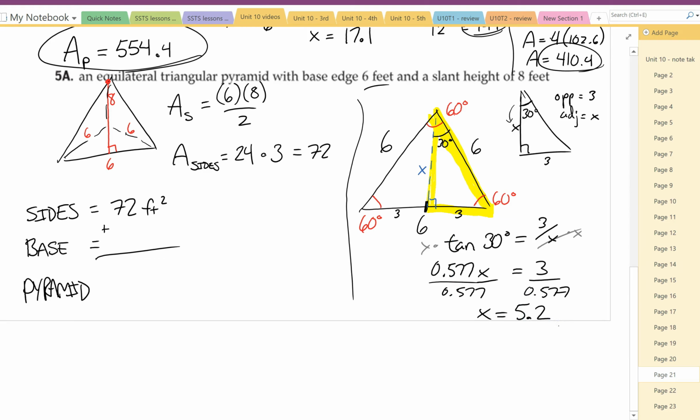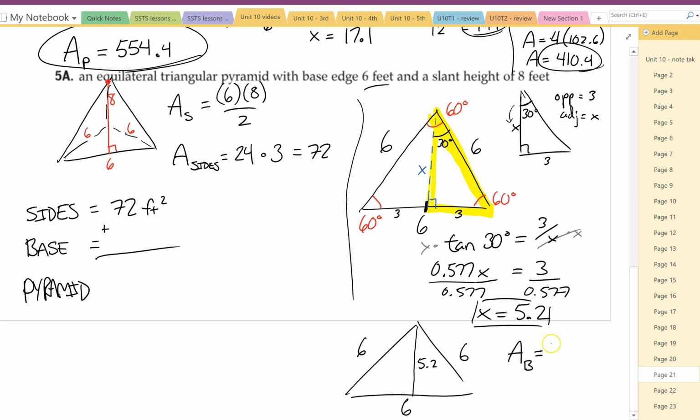So, if I want to know the area of the base of the pyramid here, the base of my pyramid looks like this. Just to kind of backtrack a little bit. It's an equilateral triangle where all three sides are 6. The height, which is what I found up here with x, is 5.2. So the area of the base is going to be the base of the triangle, which is 6, times the height of the triangle, which is 5.2, divided by 2. Right? Base times height divided by 2.